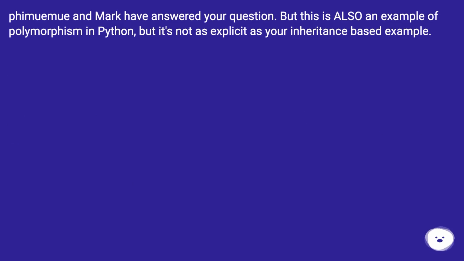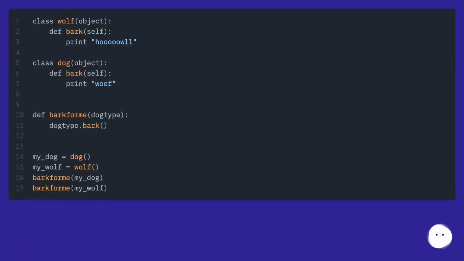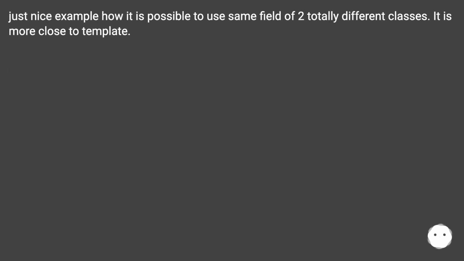Fimumu and Mark have answered your question. But this is also an example of polymorphism in Python, though it's not as explicit as your inheritance-based example. Just a nice example of how it is possible to use the same field of two totally different classes. It is closer to a template.